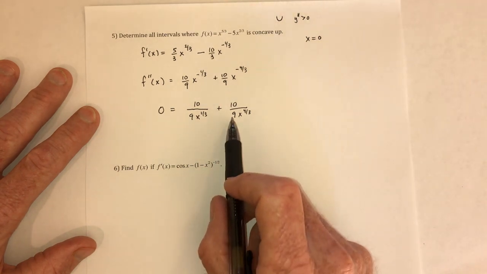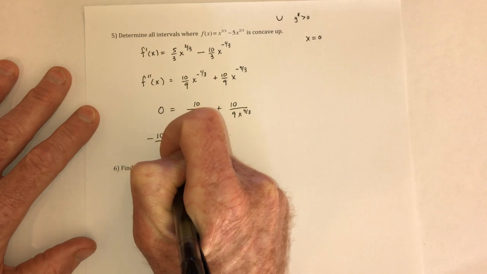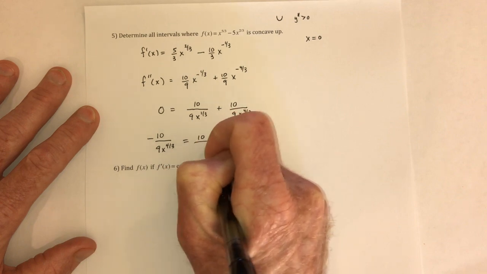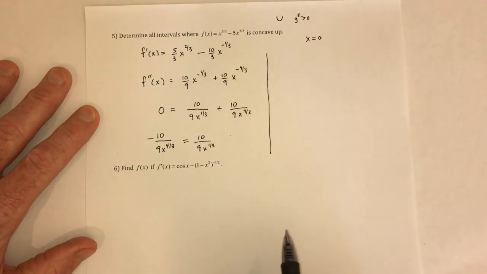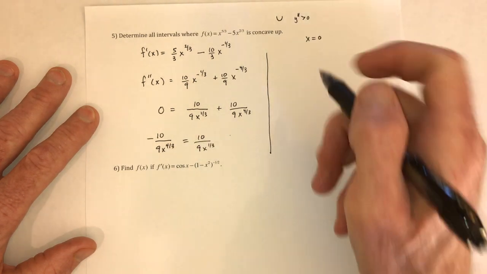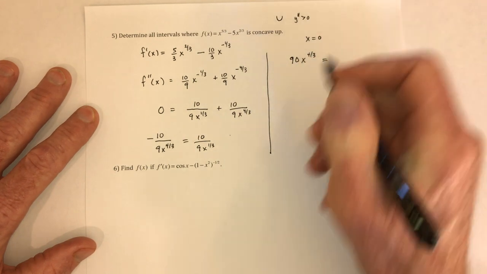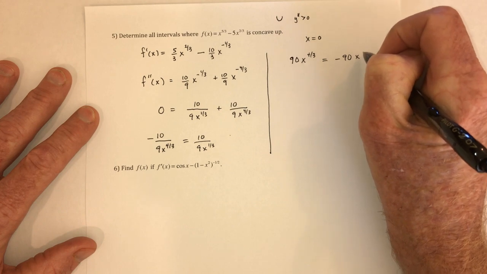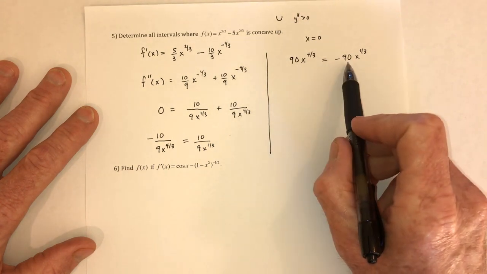Then what I think I'm going to do is take one of these and move it to the other side. So I'll take this one, move it to the other side. It becomes negative 10 over 9 x to the 4/3 equals 10 over 9 x to the 1/3. And then you could cross multiply. So one side would have 90 x to the 4/3, and the other side would have negative 90 x to the 1/3. Next, we could divide both sides by 90, eliminating the 90s.